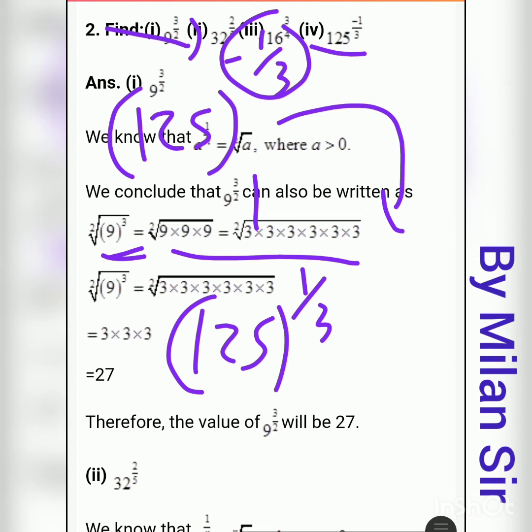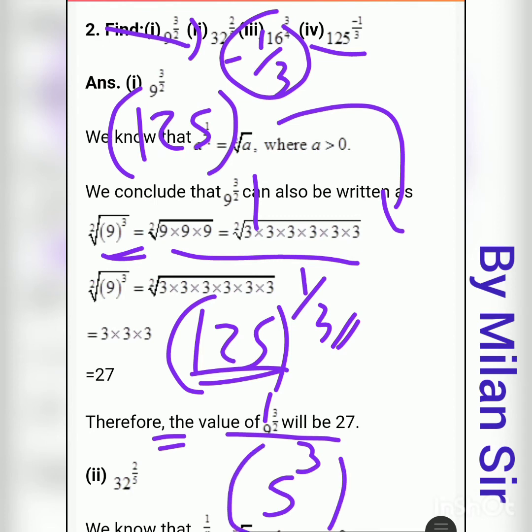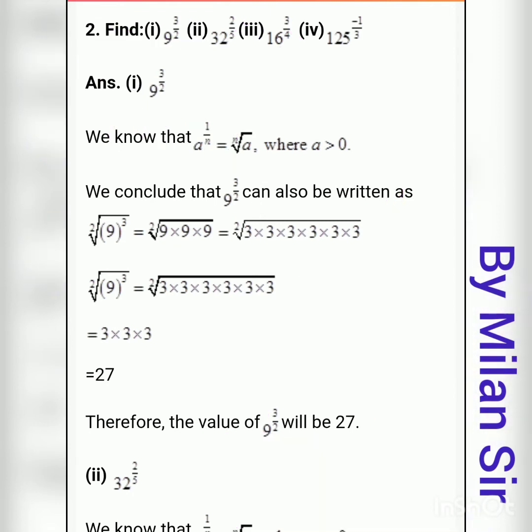Now a similar process we need to use here. Now 1 upon, in place of 125 we want a number which has exponent 3. So 125 is 5 raised to 3, exponent 1 by 3, this 3 and 3 cut. So 1 upon 5. This is our final answer.